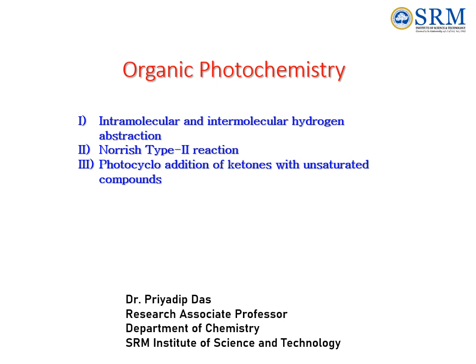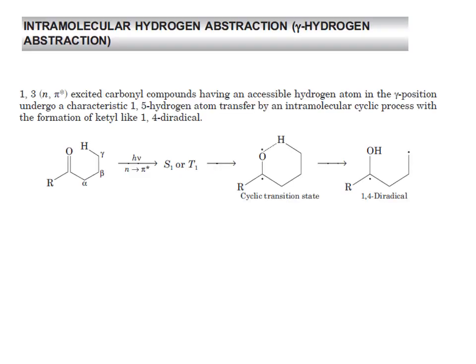Today, we are going to discuss a few important topics related to organic photochemistry. The topics covered in today's lecture are intramolecular and intermolecular hydrogen abstraction, the Norrish Type II reaction, and photocycloaddition of ketones with unsaturated compounds. Now, we are going to discuss the first one, the intramolecular hydrogen abstraction, that is, the gamma hydrogen abstraction.